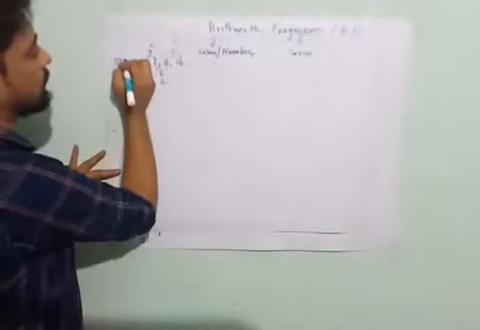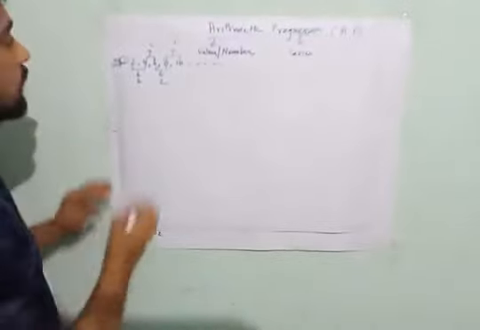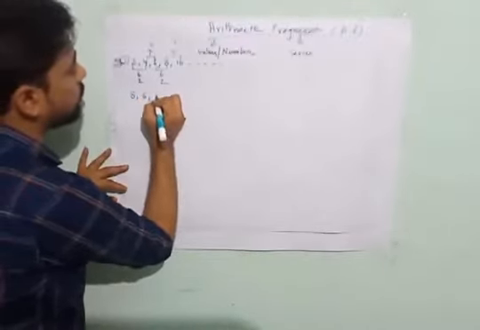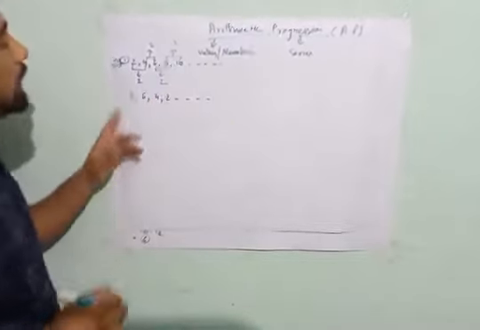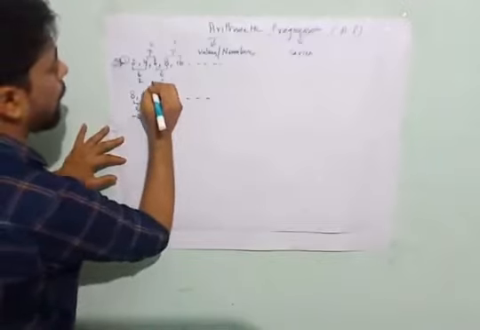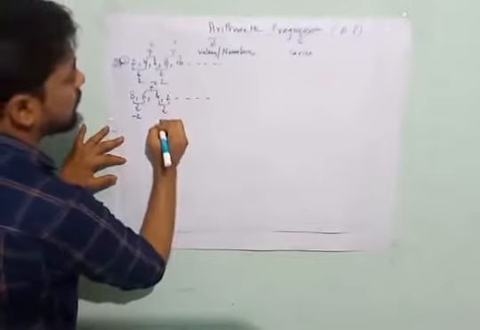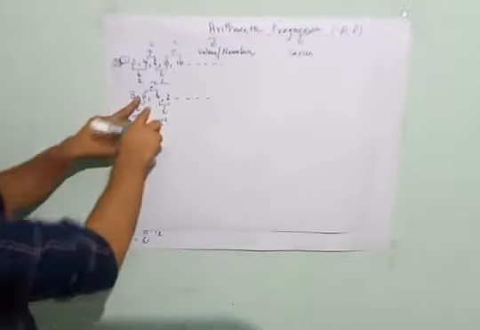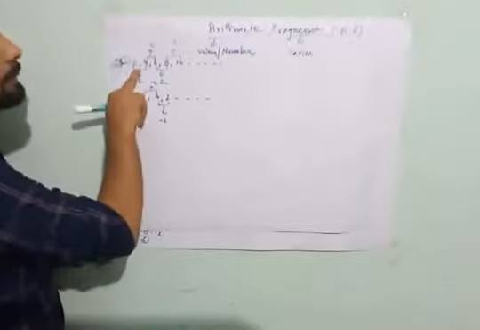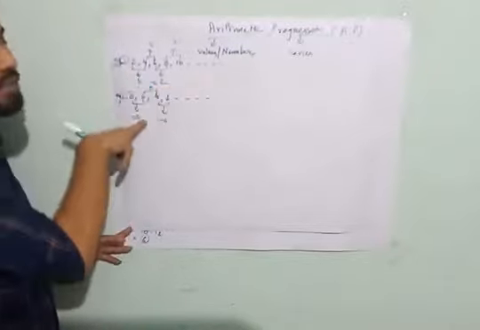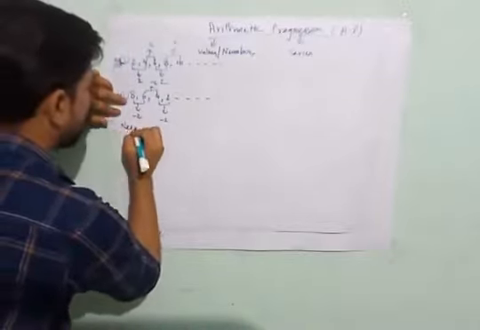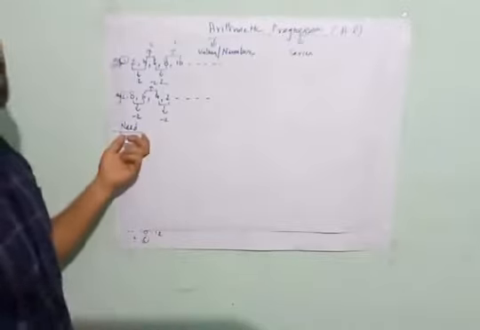But one more concept I want to explain. Suppose I have taken 8, 6, then 4, then 2 and so on. In this the difference is minus 2. The difference among all the terms of the series is minus 2. It means we can say that the series may be in increasing order as well as in decreasing order, both.